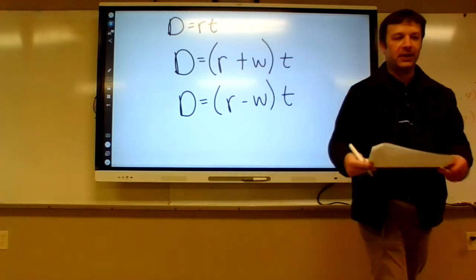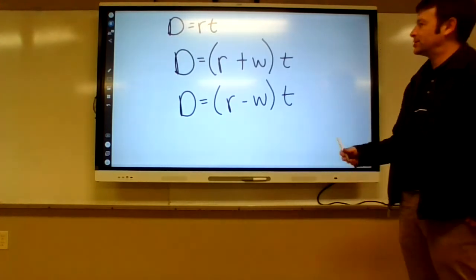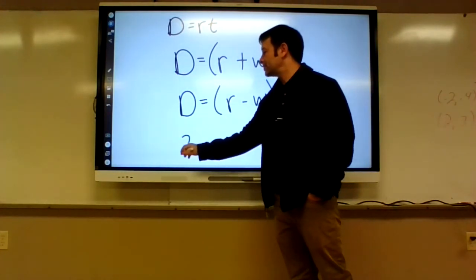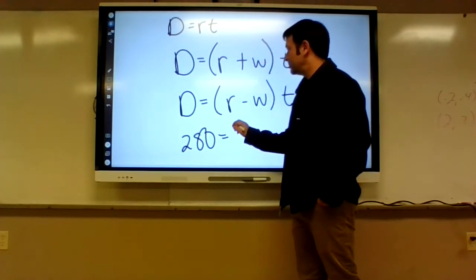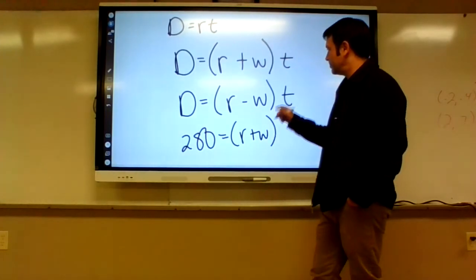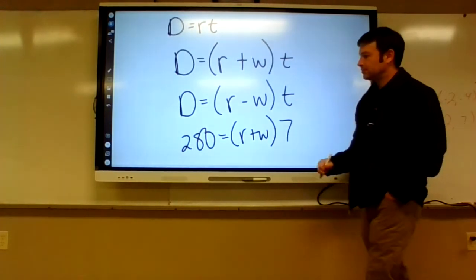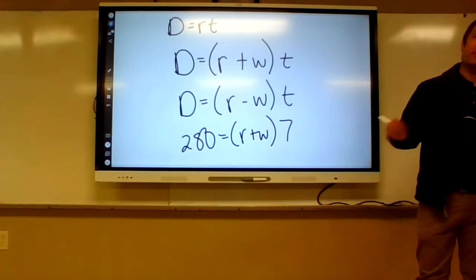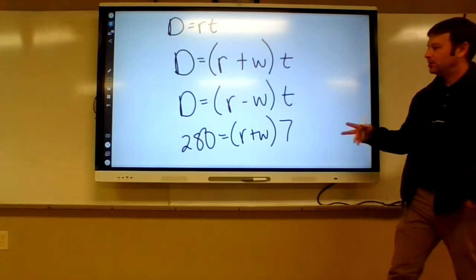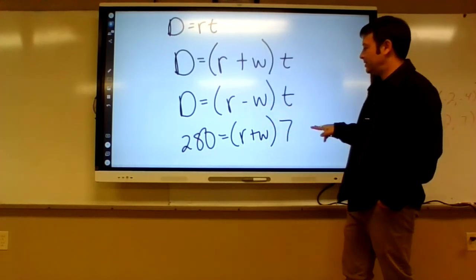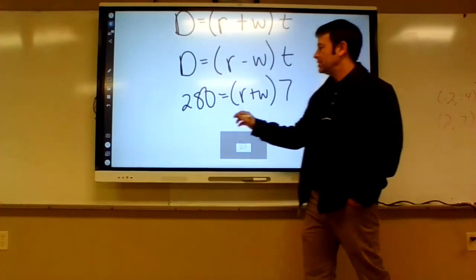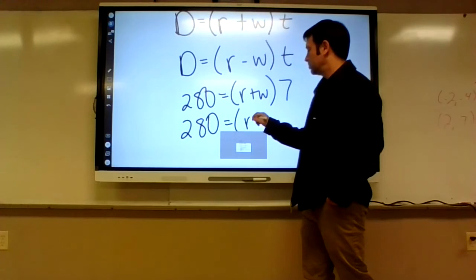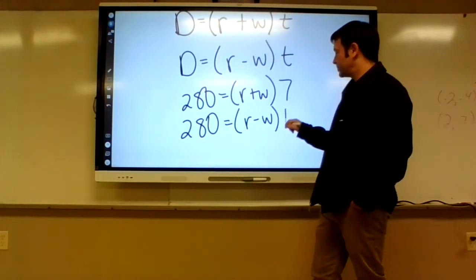And it says going downstream took 7 hours. So where's the 7 hours going to be? 280 is going to go for my distance. That's downstream. My time is 7 hours. So that's equation number 1. Then equation number 2 is we came back upstream, so it would be this one. And I think it said 14 hours? You went the same distance upstream as downstream, so for 14 hours.